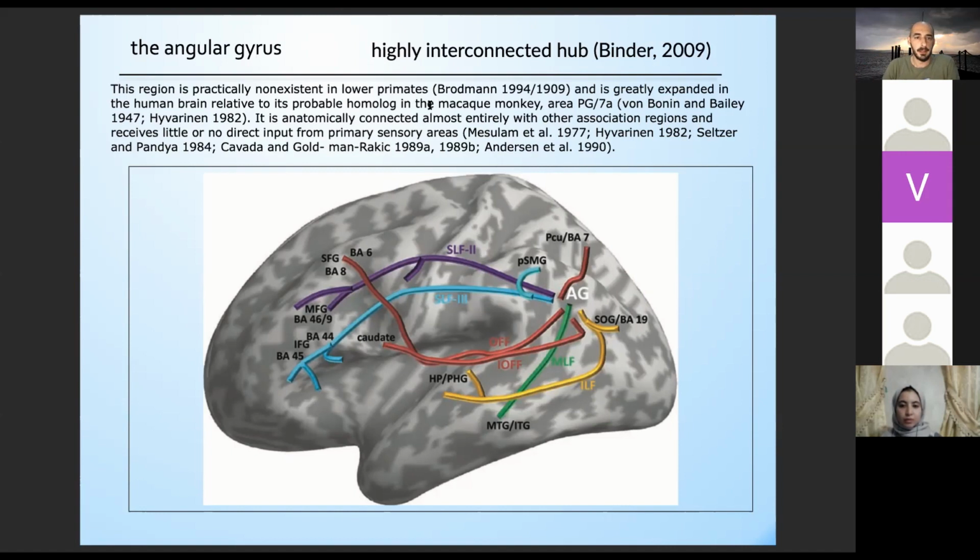Now, if you look at this, you see that the angular gyrus is greatly expanded in human brains, and it's anatomically connected to almost every other association region, so associative cortex, and receives little or no direct input from primary sensory areas, okay? So the cool thing about the angular gyrus is that it's receiving projections from all these high-level processing areas, which do a lot of things, like, you see Broca's region via this tract of fibers.